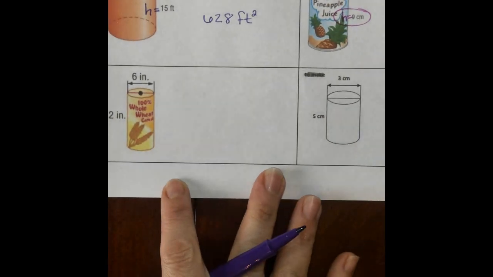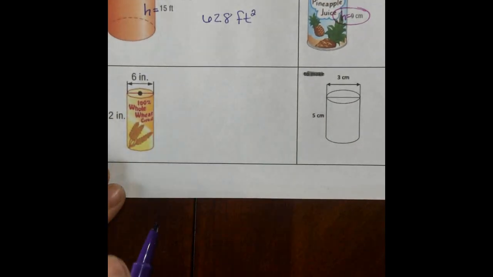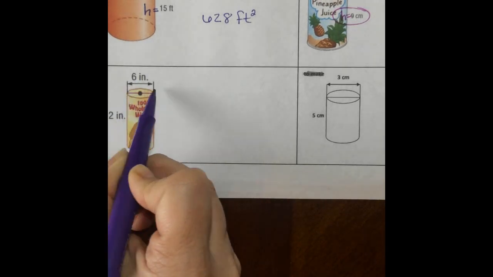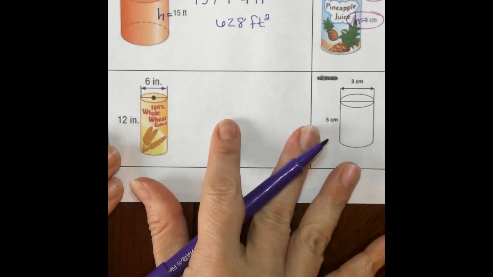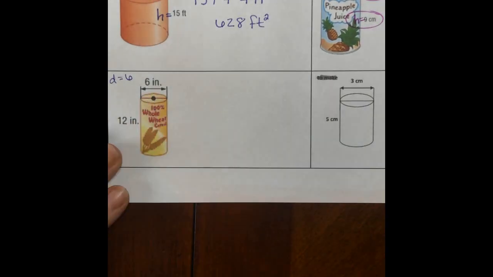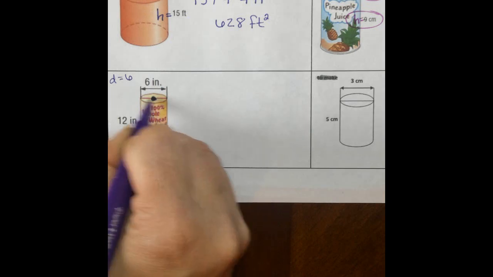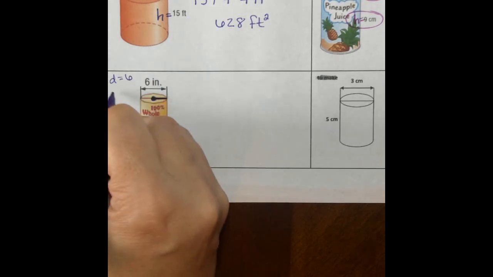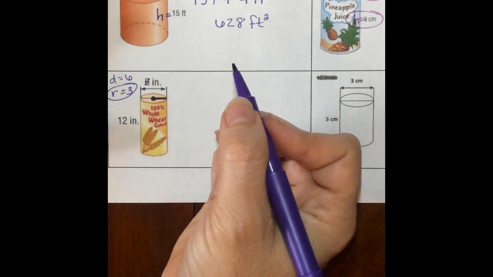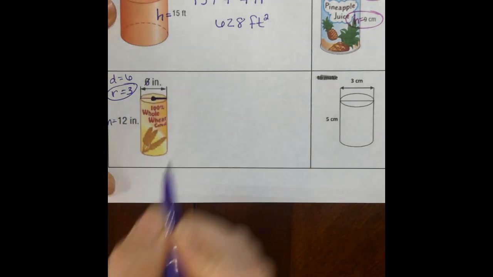Okay, 2 more. Here we have a can of cereal. This one is very similar. We have the diameter, the entire distance across. So if the diameter is 6, we want half. Doesn't matter which half, they're the same on both sides. So the radius is going to be 3, and then our height is going to be 12.